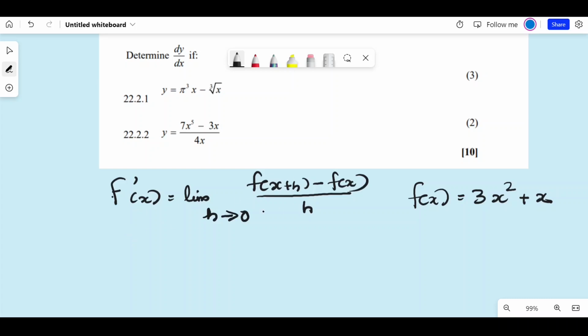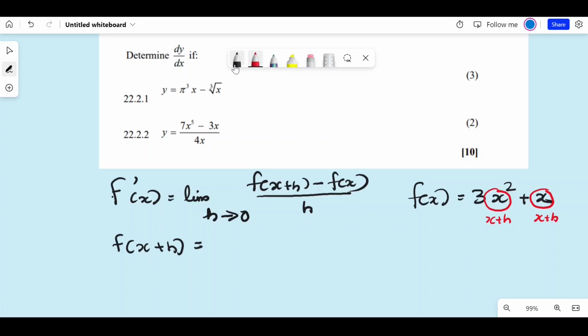When you use this formula, it's always easy if you find f(x plus h) first. Then you just have to substitute it in the formula. If f(x) is 3x squared plus x, f(x plus h) simply means you change all the x parts, this x square and another x. All the x is going to be replaced by x plus h. That's called f(x plus h).